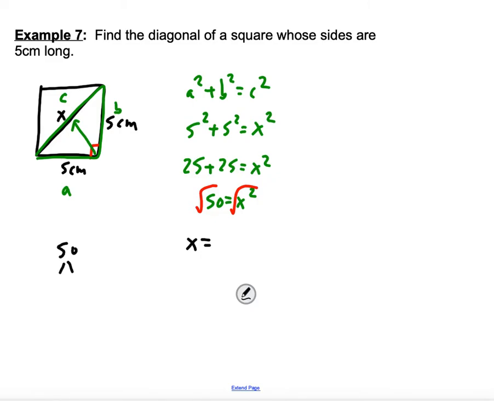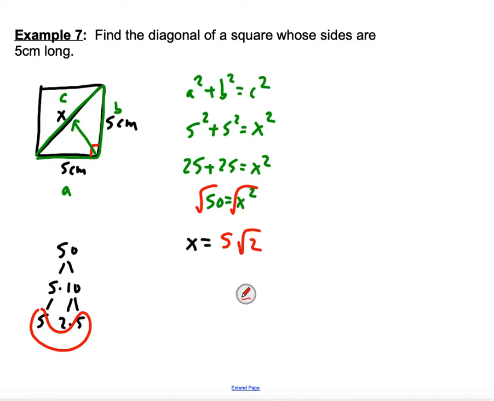If I break down 50, maybe I'll do 5 and 10. Can't break down 5 any farther because it's prime. Break down 10, 2 and 5. Looking for a pair. I've got a pair of 5s. So the 5 comes out. And then there's a 2 left over, so that goes underneath the square root.